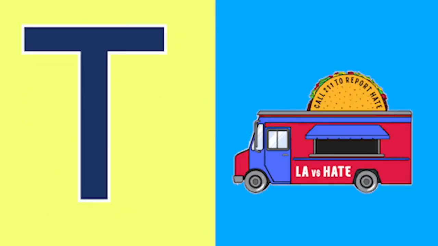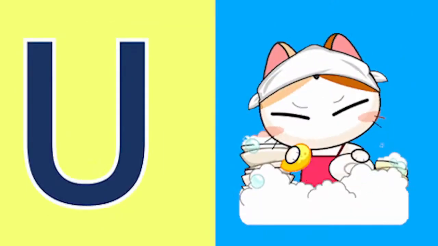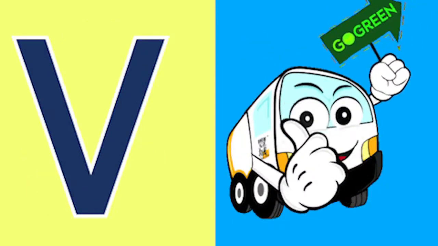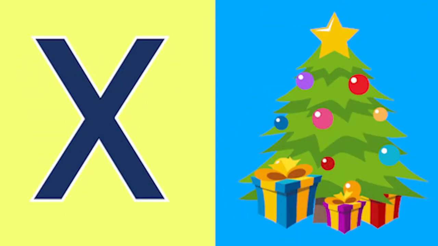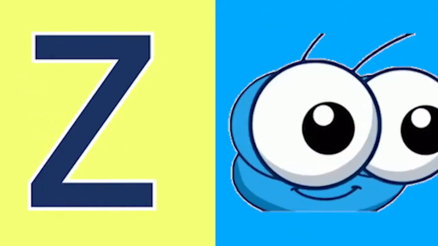Sheep, and T for tub. U for utensil, V for van. W for wheel, and X for Xmas tree. Y for yacht, and Z for zone.